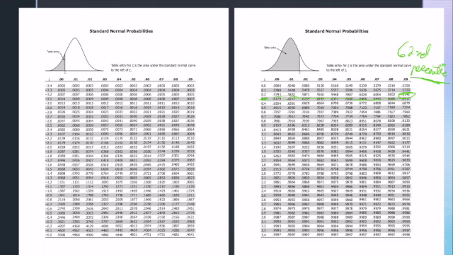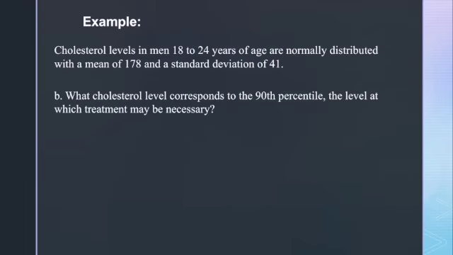Very exciting. Next, what cholesterol level corresponds to the 90th percentile? The level of treatment that may be necessary. This means I need to go into my z-table and I need to find the z-score that corresponds to a z-table value of 0.90. So why don't we do that?